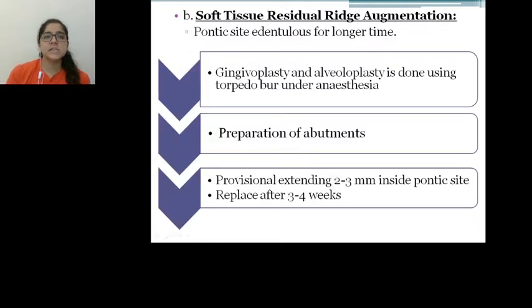The next technique is the soft tissue residual ridge augmentation. So augmentation is done in cases where the pontic site is edentulous for a long time. Firstly, gingivoplasty and alveoloplasty is done using a torpedo burr under anesthesia. Then the preparation of the abutments is done, and then a provisional extending 2 to 3 mm inside the pontic side is given to preserve the socket, and then it is replaced in 3 to 4 weeks.